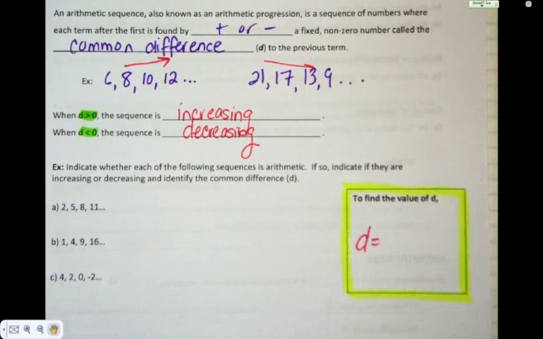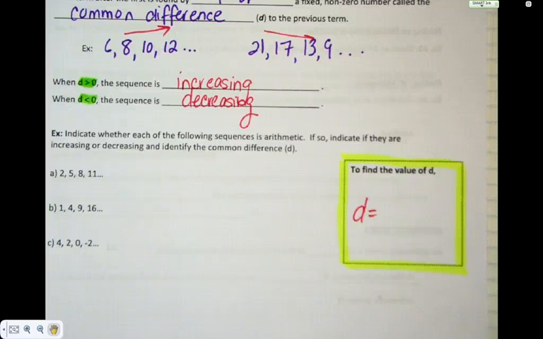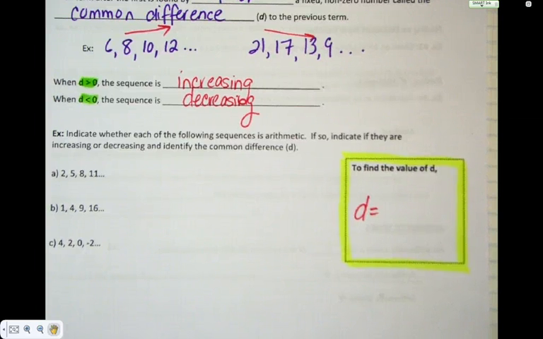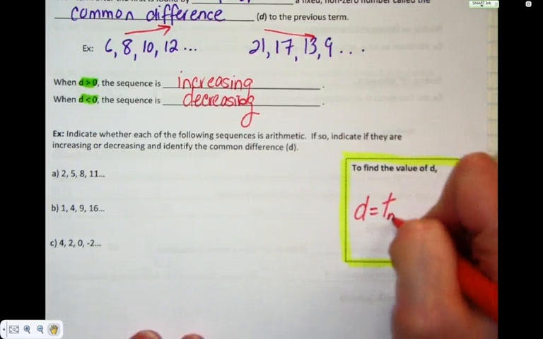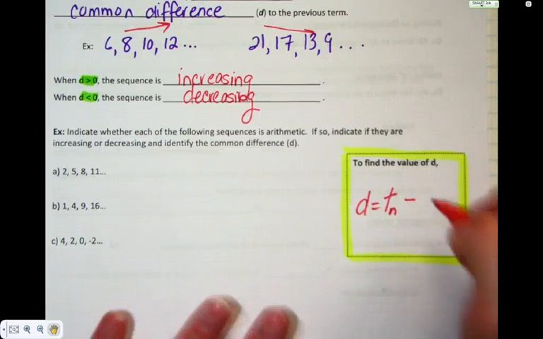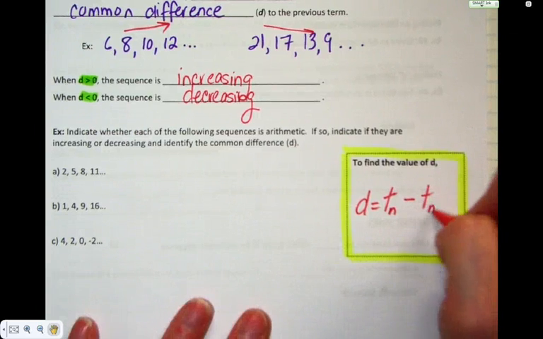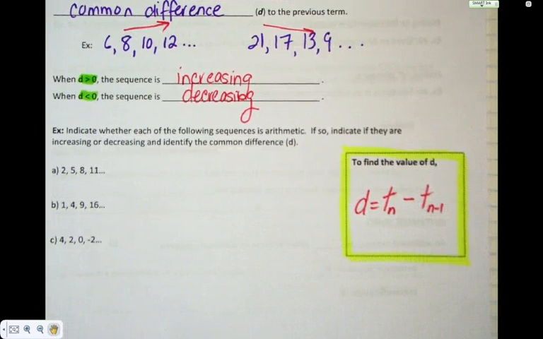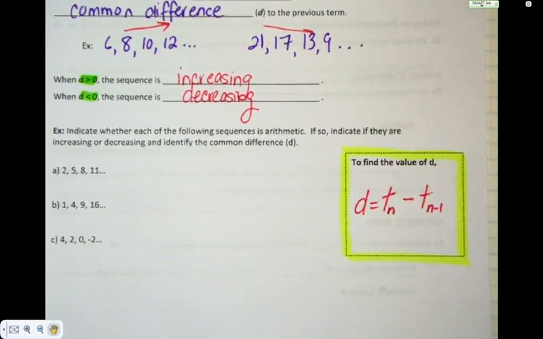And the formula is d equals, you're not going to like this, t with a subscript of n minus t with a subscript of n minus 1. Now that's math notation. So I have told you in math language exactly what that formula means.